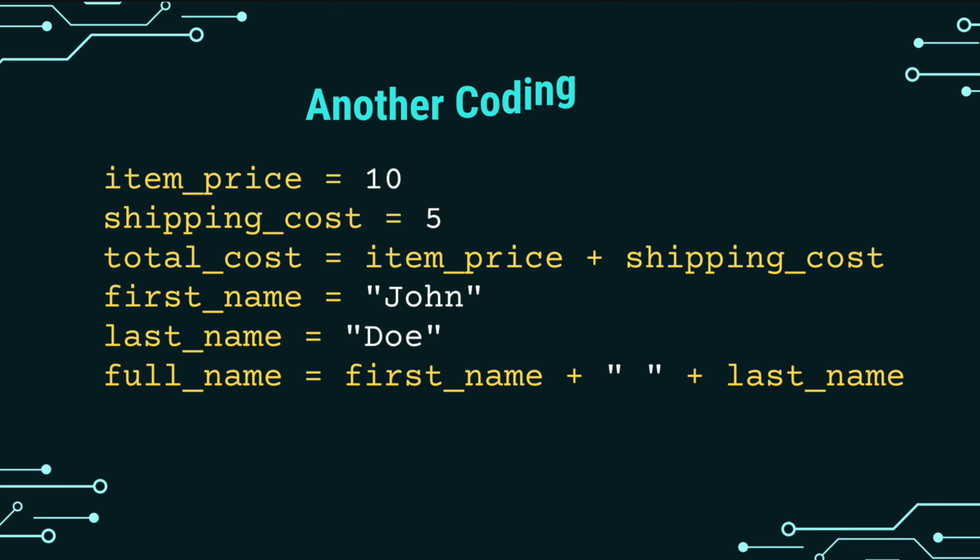Now, let's look at another way to write the exact same logic. Instead of x, we have item_price equals 10. Instead of y, shipping_cost equals 5. The calculation becomes total_cost equals item_price plus shipping_cost. Suddenly, the code tells a story. It's immediately obvious what these variables are and what the calculation does. The same goes for the names. first_name equals John and last_name equals Doe are infinitely clearer than A1 and A2.